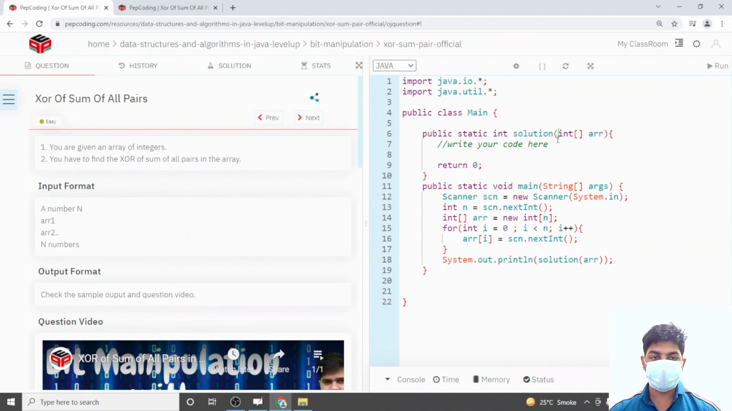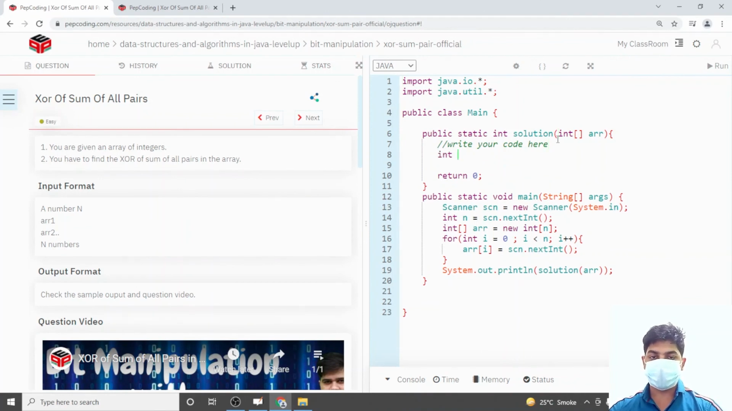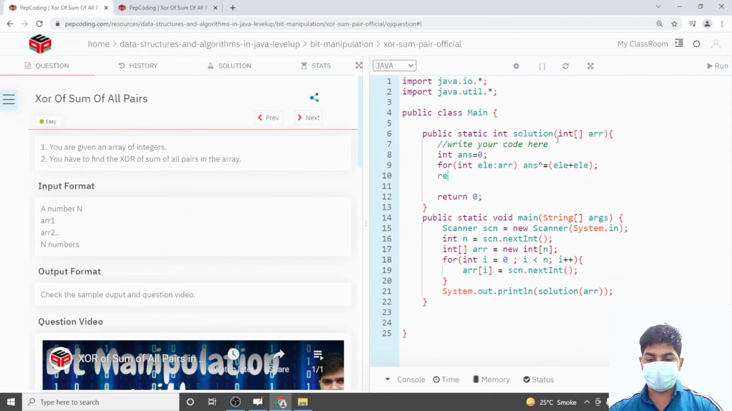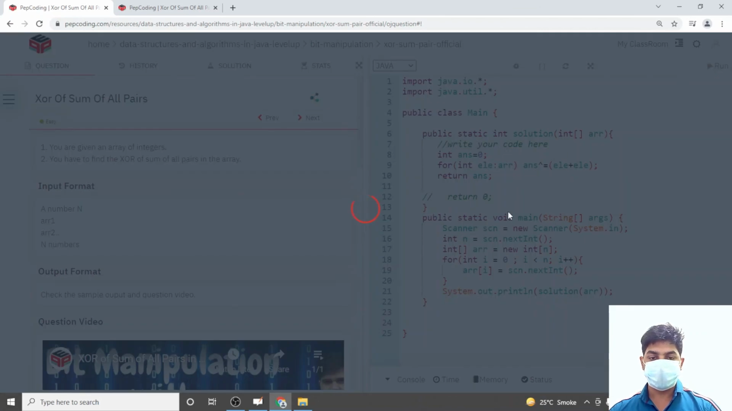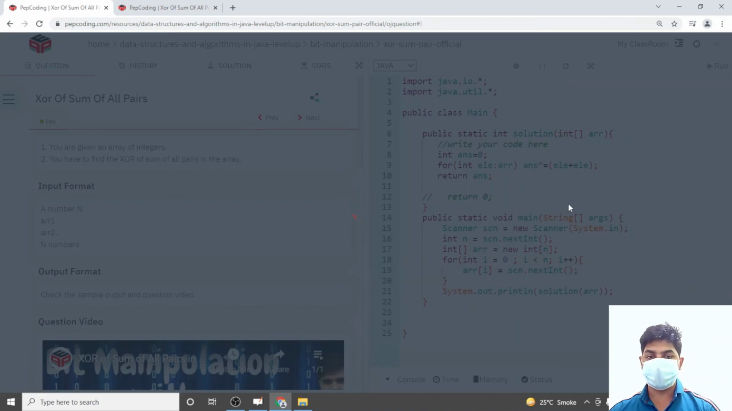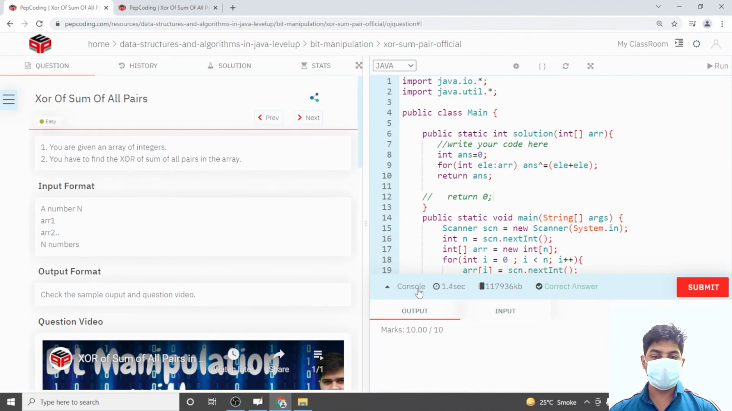Okay, so now whatever we have learned, let's try to code it. So we have to write the solution in this function. So let's make a variable answer equals 0. So for integer element in ARR, what we will do, answer XOR equals element plus element. Finally, what we have to do, return answer. Okay, let's try to run this. It's getting accepted. Let's try to submit it. So it is getting accepted.